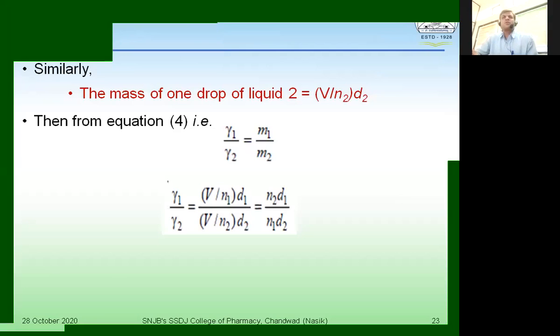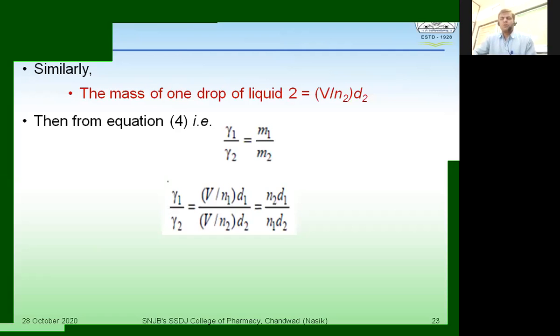gamma 1 by gamma 2, that is the surface tension of the experimental liquid which we are interested in determining, divided by the surface tension of the reference liquid, will be equal to N2 into D1. N2 is the number of drops formed of the reference liquid when that liquid runs from mark A to mark B, into D1. D1 is the density of the experimental liquid, divided by N1 into D2. N1 is the number of drops of the experimental liquid formed when it runs from mark A to mark B, and D2 is the density of the reference liquid.